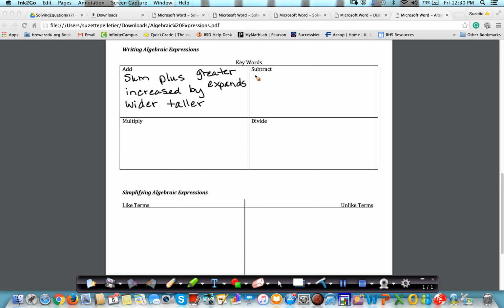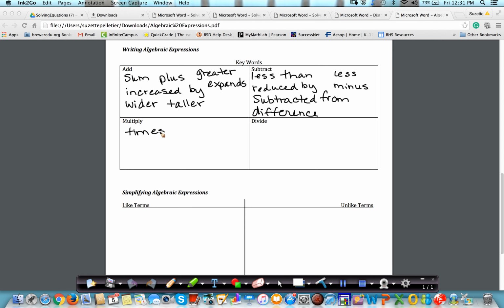Same thing with subtraction. You're going to hear less than to mean subtraction. You're going to hear reduced by. You're going to hear subtracted from. Sometimes they actually use the word. You're going to hear difference. And you might hear less. And you might hear minus. Multiplication, words that mean multiplication. Times, multiplied, product.